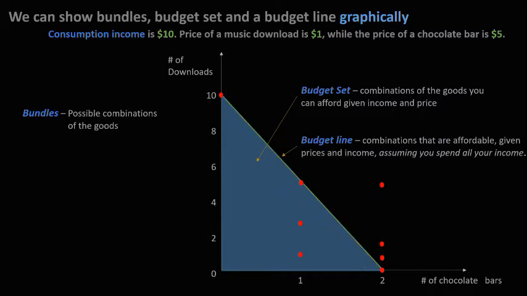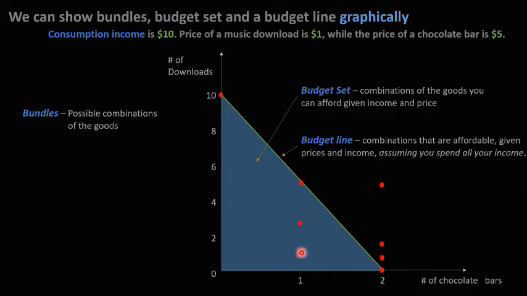Now what's really important is what we call the budget line. It shows us the combinations that are affordable given income and prices, assuming we spend all of our income. And the reason being is if we like downloads and we like chocolate bars, then we would not accept a point where we're not spending all of our money, because we would prefer this point up here over either one of these points if we like downloads.